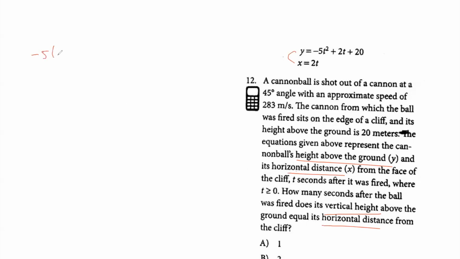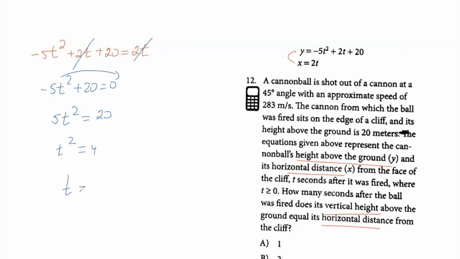y is minus 5t squared plus 2t plus 20. I'll write it equal to 2t. In both sides, we have 2t. It is like minus 5t squared plus 20 is equal to 0. 5t squared is equal to 20. I took it to the right side. t squared is equal to 4. So t is plus or minus 2. They say t is greater than or equal to 0 because it is seconds. We will choose the positive one. B is the answer.